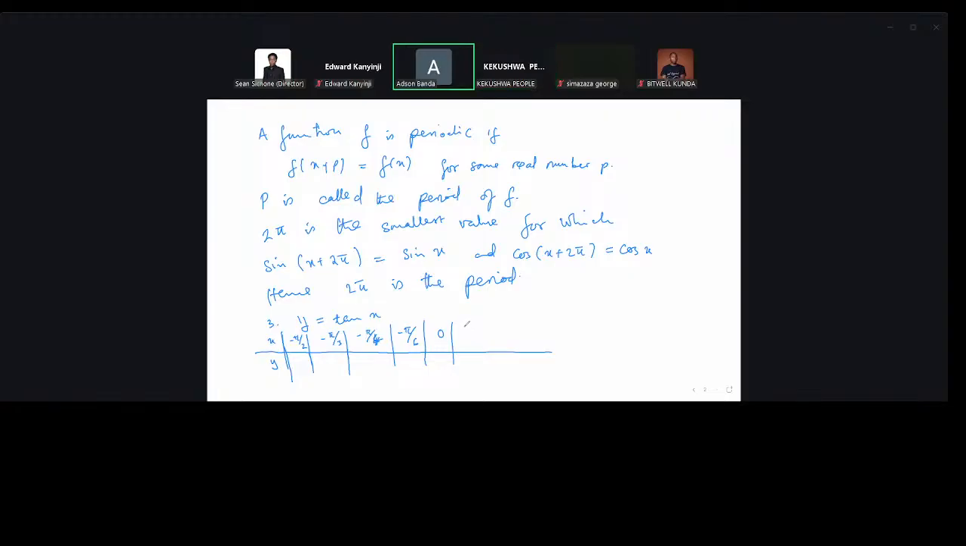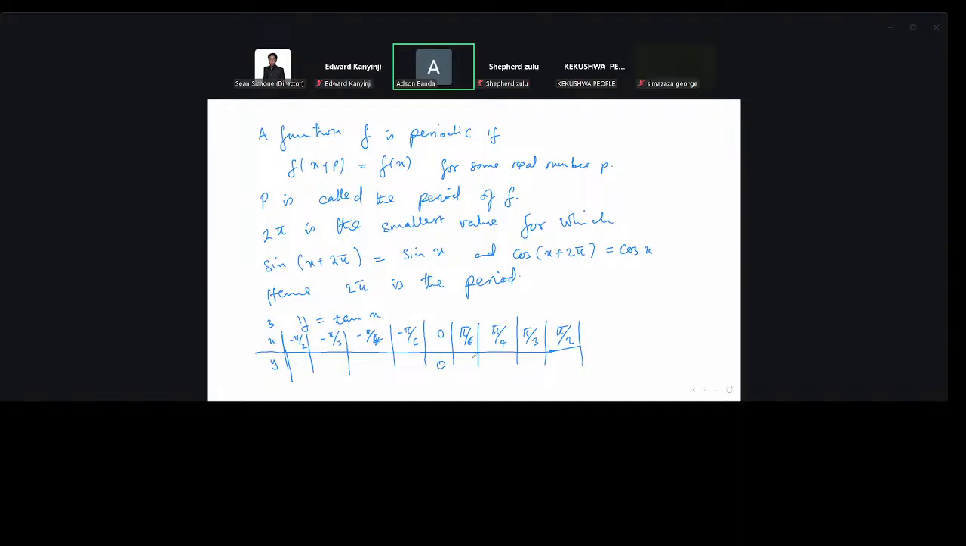So next we have 0, and then pi by 6, pi by 3. Before pi by 3, I need pi by 4. So we have pi by 4. Right, so let's start with the tangent of 0. What is the tangent of 0? Quickly, what's the tangent of 0? Zero. Okay, so the tangent of 0 is 0 because the sine of 0 is 0.